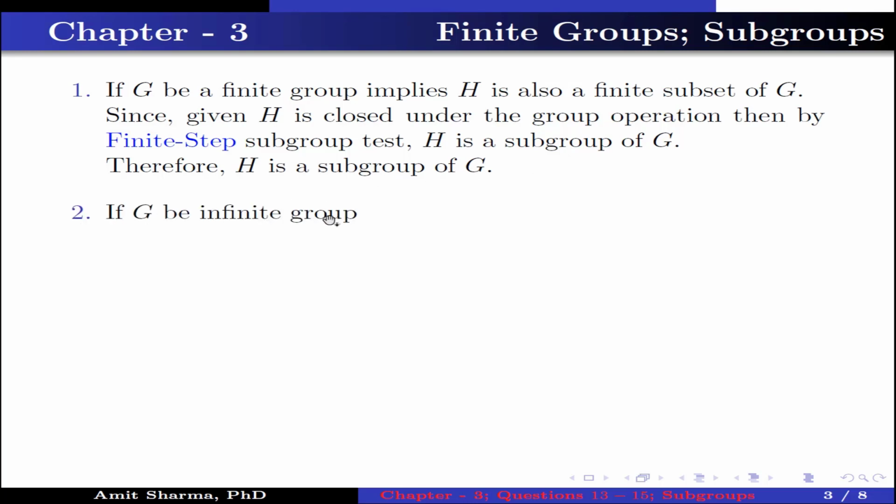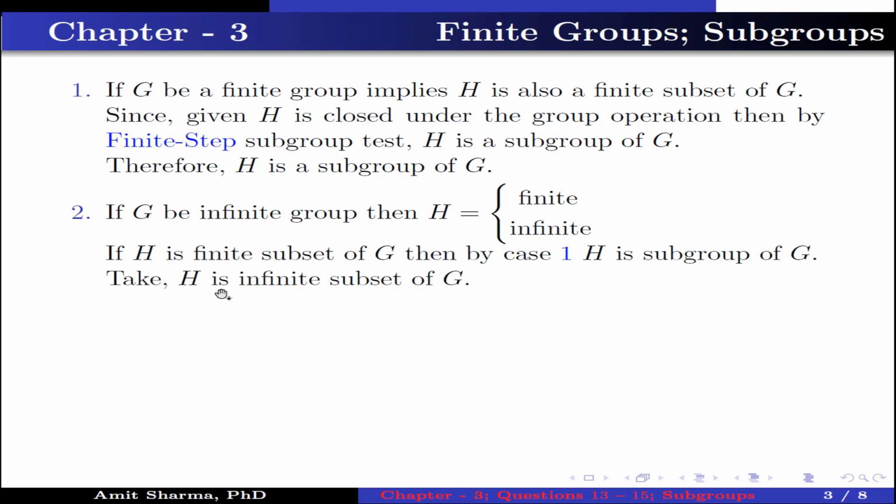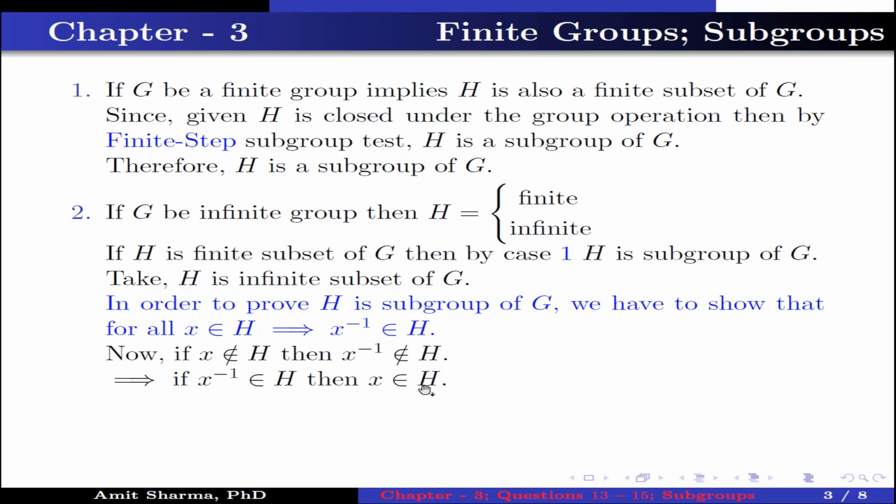Case number 2. If G is an infinite group, then H may be either finite or infinite. If H is a finite subset of G, then by case 1, H is a subgroup of G. Now take H as an infinite subset of G. In order to prove H is a subgroup of G, we have to show that for all x belonging to H, x inverse belongs to H. Now given, if x does not belong to H, then x inverse does not belong to H. This implies if x inverse belongs to H, then x belongs to H. This is known as the contrapositive.